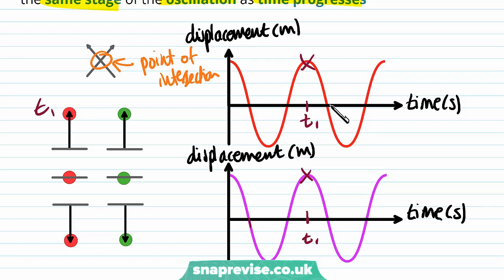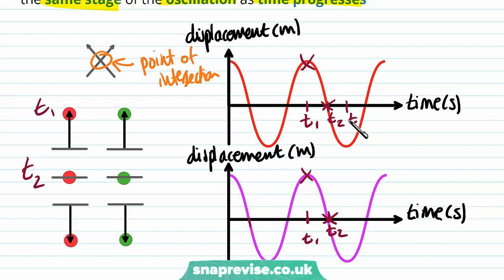Now let's consider what happens at a time t2, at this point here. We can see at a time t2, both points on the waves are at a position of 0 displacement. So we're looking at these points here, and they both have 0 displacement at time t2. So far we can see as time progresses, the 2 waves are at the same stage in their oscillations.